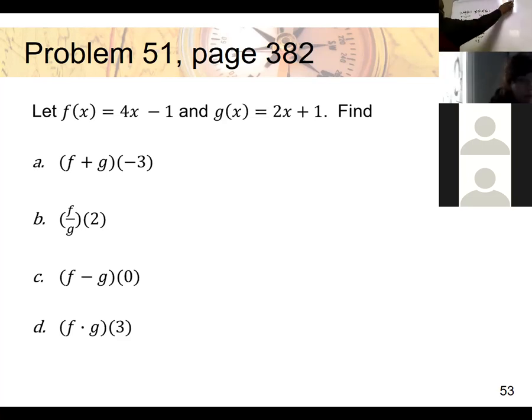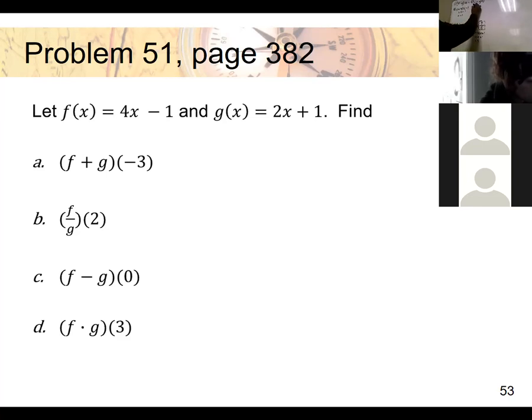I'm going to erase part A so I can put part C up here, which in this case is f minus g of 0. That's f of 0 minus g of 0. So to evaluate f of 0, that's going to be 4 times 0 minus 1. And this will be 0 minus 1, ends up being negative 1 for f of 0.